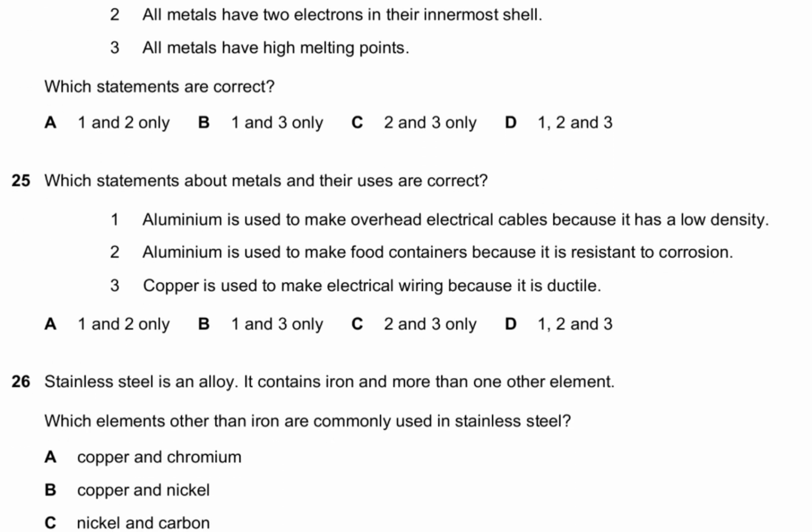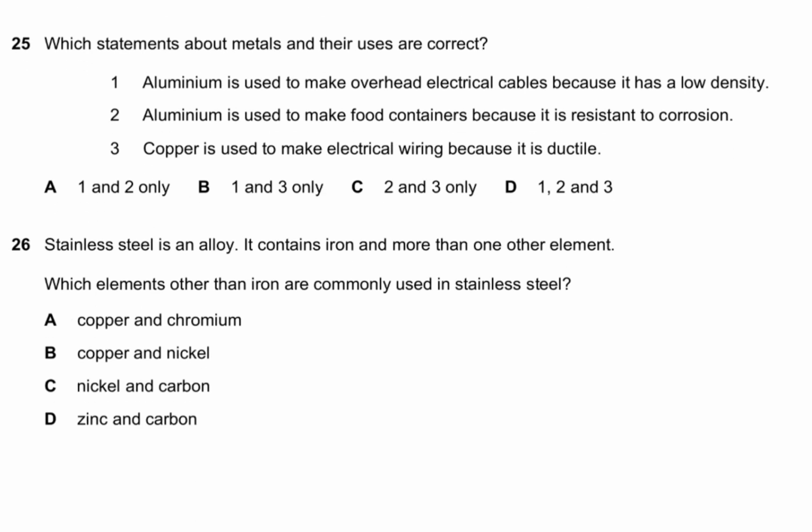Which statements about metals and their uses are correct? Aluminium is used to make electric cables because it has low density. Yes, it is used. Aluminium is also used to make food containers because it is corrosion resistant. And copper is used for electrical wiring. Yes, all these options are correct. So D, for 25, D is the correct one.